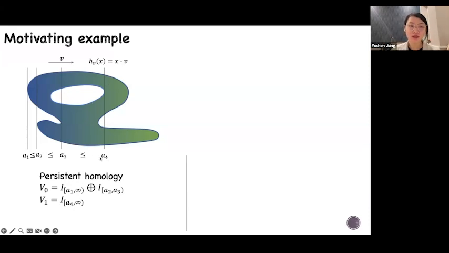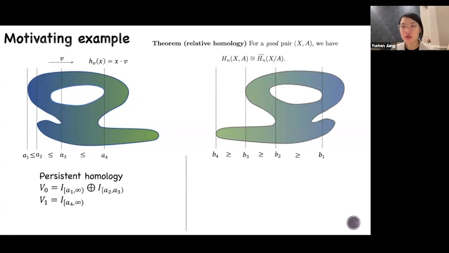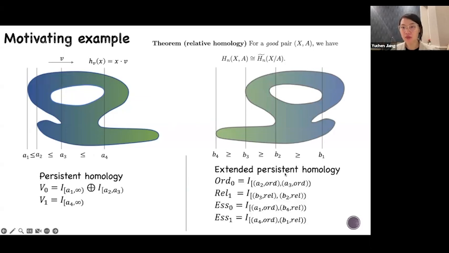image, we can easily compute the persistent homology. And in this particular case, the superlevel sets actually correspond to the sublevel sets of the flipped image illustrated here. And we can use this nice relation between relative homology and reduced homology of the quotient space to compute the extended persistent homology. So there are two observations that I want to highlight here.